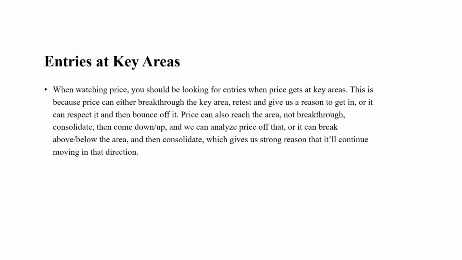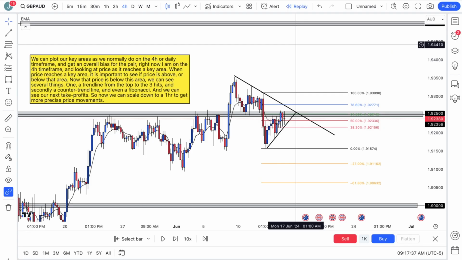This is because price can either break through the key area, retest, and give us a reason to get in, or it could respect the area and then bounce off of it. Price can also reach the area, not break through, consolidate, then come down or up, and we can analyze price off of that. Or it could break above or below the area, then consolidate, which gives us strong reason that it'll continue moving in that direction.